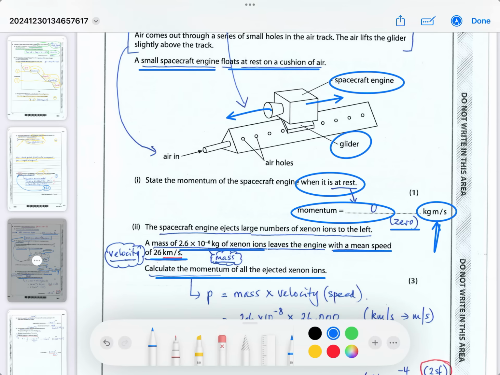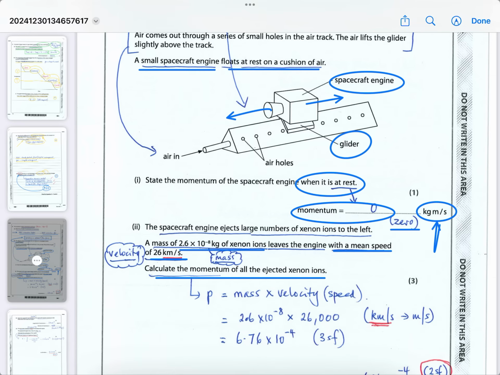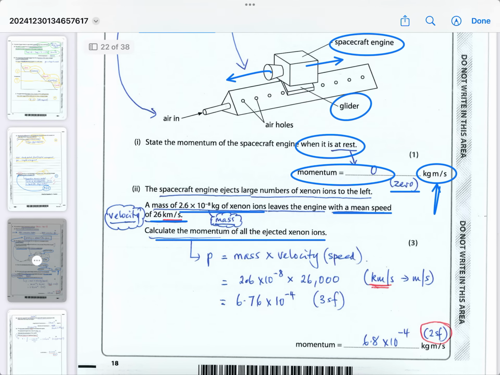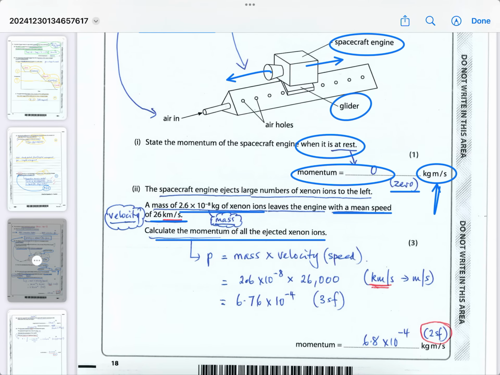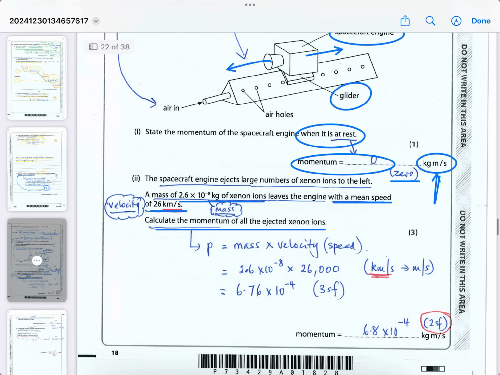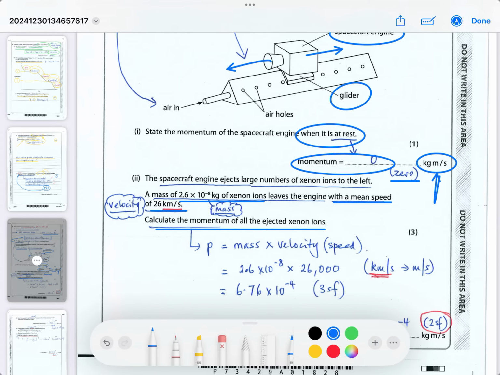So if we know the mass and we know the velocity, we can calculate the momentum of these ejected xenon ions. Okay, so I told you that momentum is mass times velocity, and we normally use P for momentum. Don't ask me why, we just do. So P is mass times velocity, and you should really write momentum when you're doing it in the exam to be crystal clear.